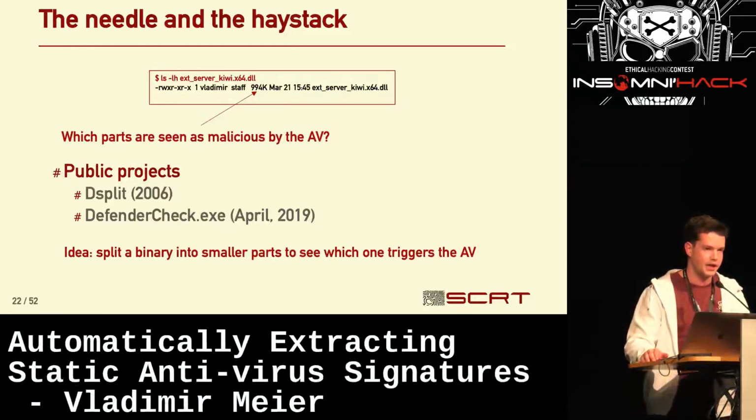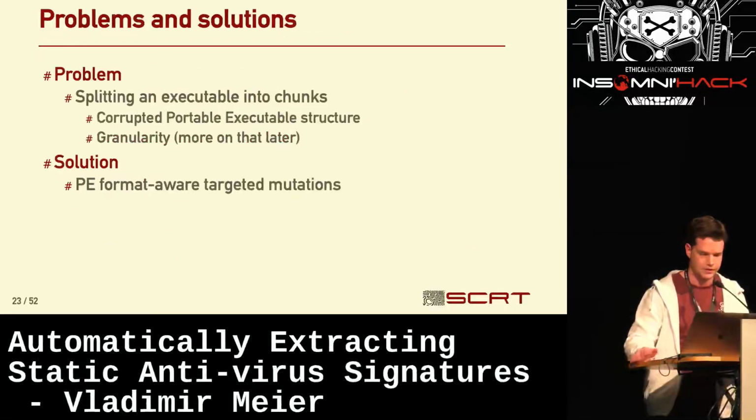This is a problem that has been with us for some years now, so obviously we have some public projects about it. The first I'm aware of is DSplit, which came out in 2006. The idea behind DSplit is to split a file into smaller parts and to see which small parts trigger the antivirus. And ThreatCheck, which came out in 2019, also does that, but in a better way.